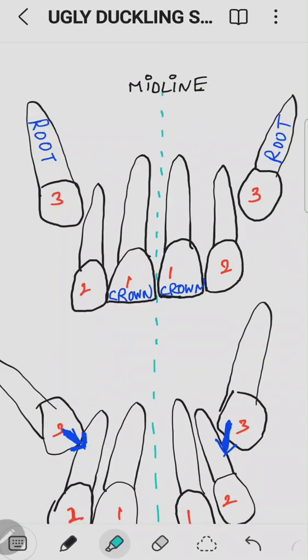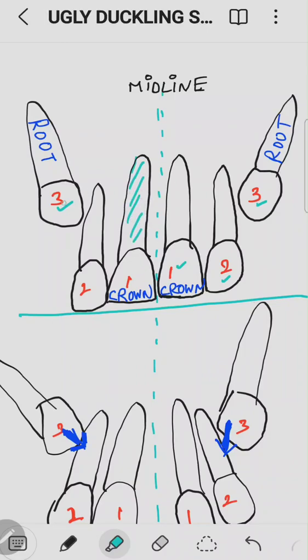If we look at this diagram, I have represented the teeth in the oral cavity. This is the midline, which demarcates the left and the right side of the oral cavity. This is number 1, central incisor, lateral incisor, and these are the erupting canines. As we all know from the morphology, this is the crown portion of the tooth and this one is the root portion of the tooth, right?